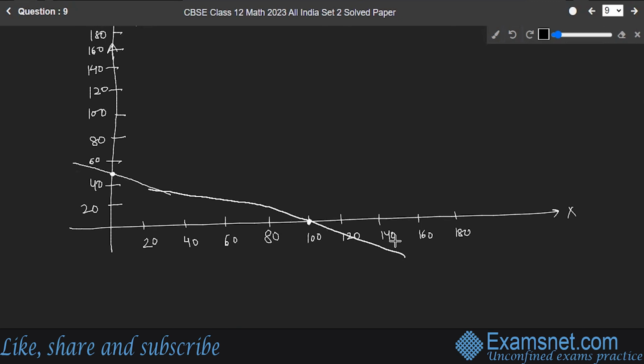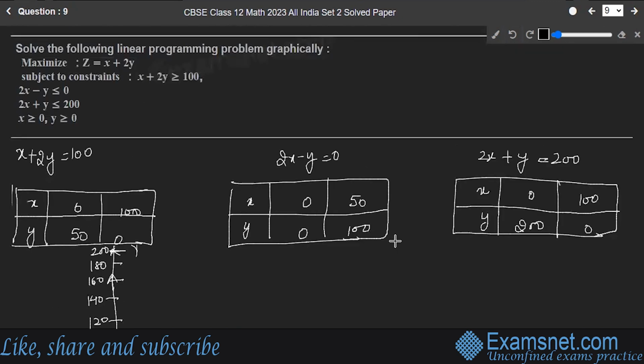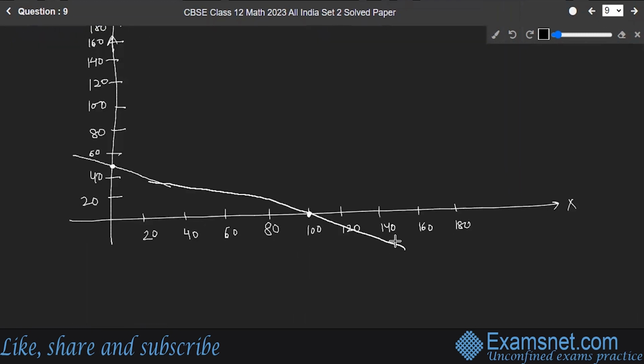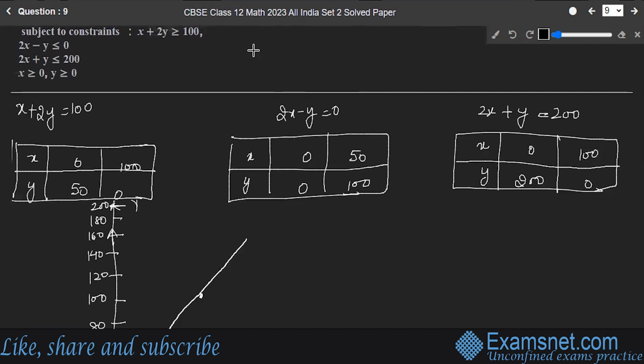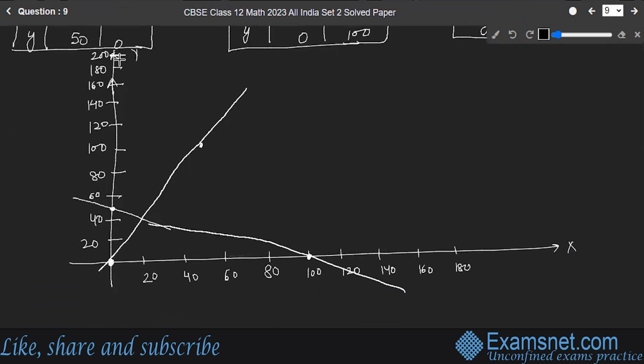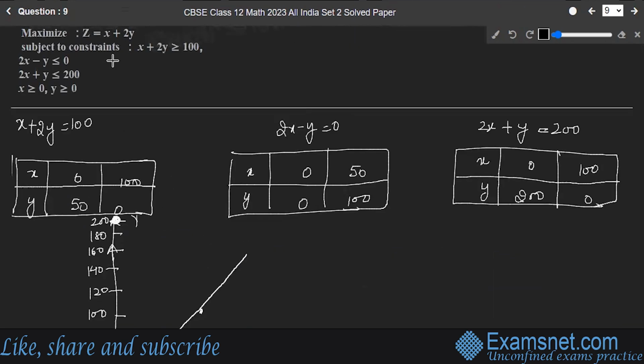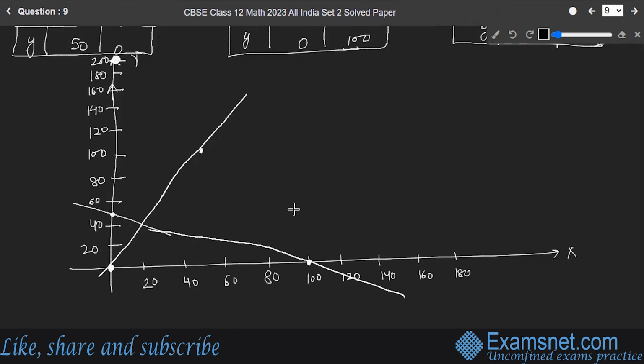It's not a perfect drawing, but you just need to understand the concept. And the second line has points 0, 0 and 50, 100. So this is the second line. Now the third one, 0, 200. So 0, 200 is this point. And 100, 0. So this becomes this point.